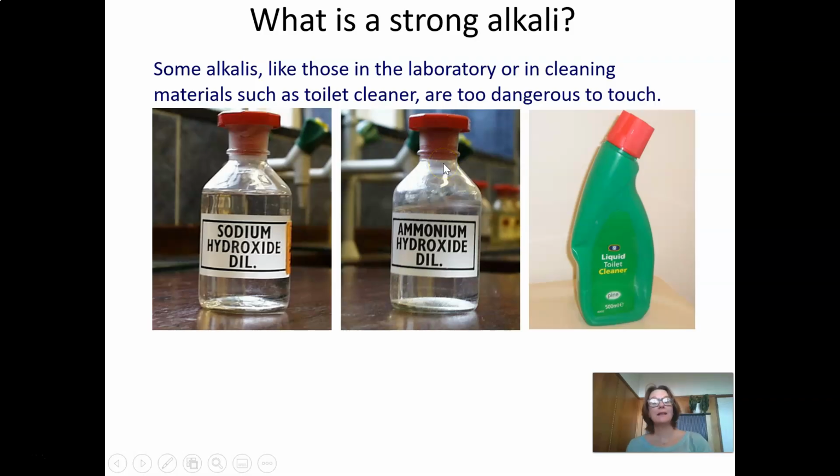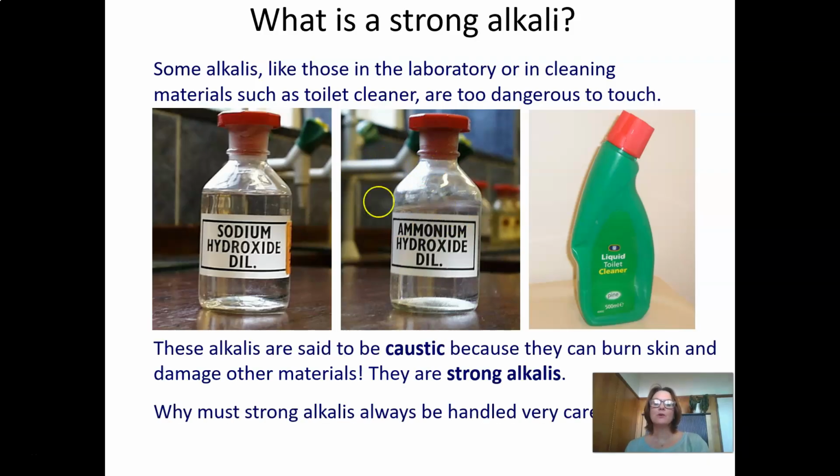Some alkalis, like those in the laboratory or in cleaning materials such as toilet cleaner, are too dangerous to touch. And why is that? Because these alkalis are said to be caustic. Now remember, acids are corrosive. They burn through metals, okay? Alkalis are caustic because they can burn your skin and damage other materials. They are strong alkalis. Why must strong alkalis always be handled very carefully? Because they will burn through your skin, grade 7s.